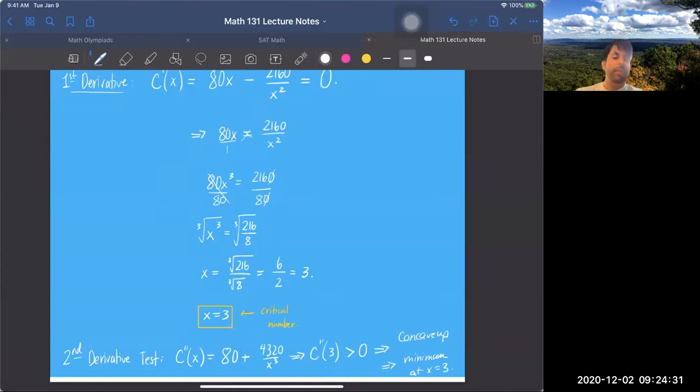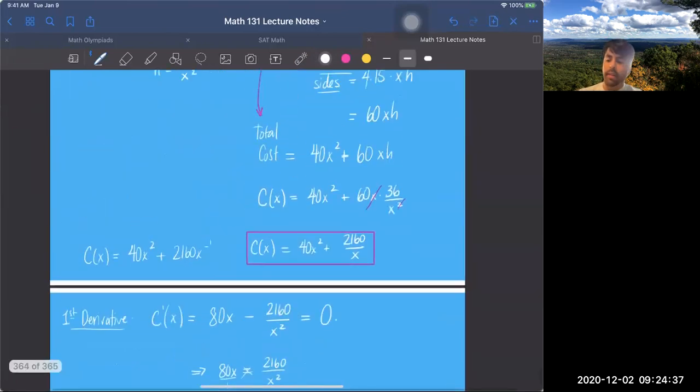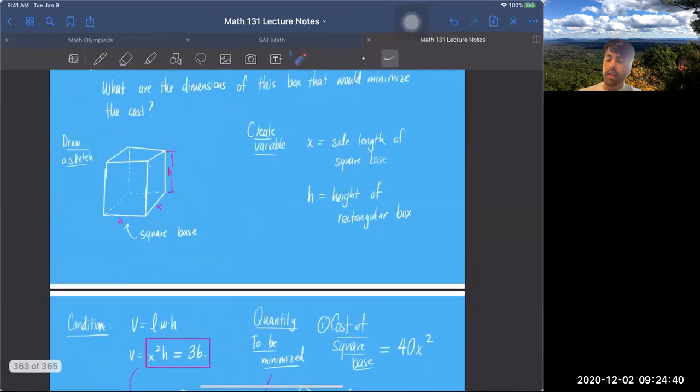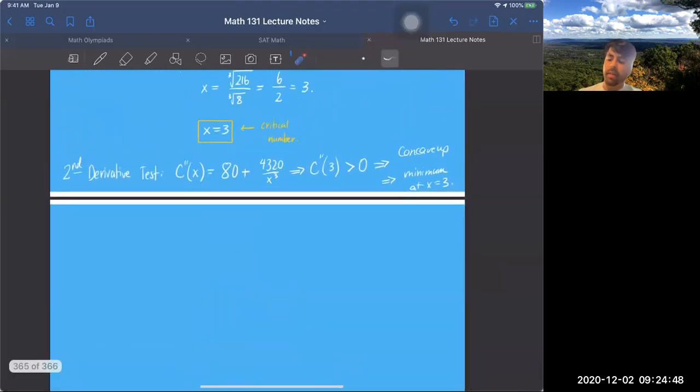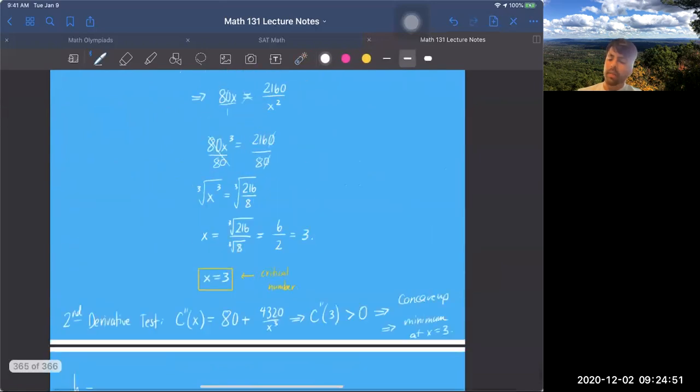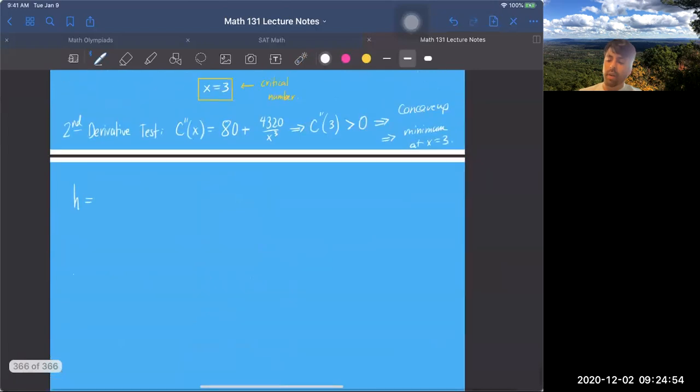So then what did we just figure out? We figured out that the cost is minimized when the square base has a side length of 3. And now that I figured that out, I can figure out what h is. What would h be? Remember, h was defined to be 36 over x squared. But I found x to be 3. So I could do 36 divided by 3 squared, which is 36 over 9, which is 4. So the height of my box is 4.